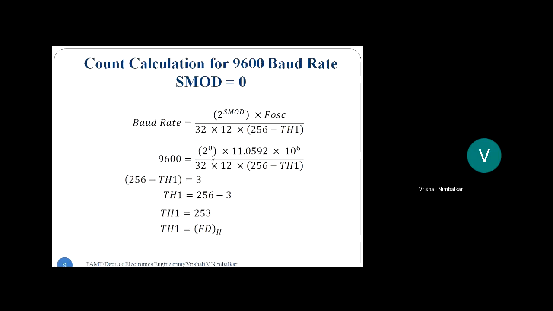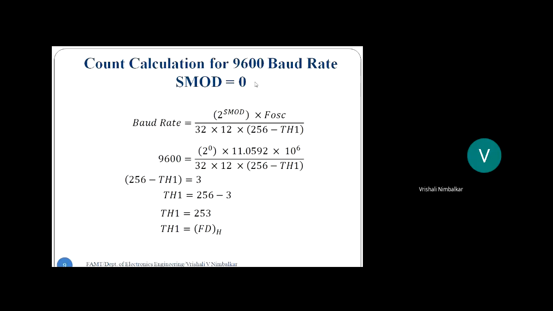Fine. Now on substituting these values and just rearranging the equation, I get 256 minus TH1 is equal to 3. So TH1 comes as 253, converting it into hexadecimal, that is FD hex. So for 9600 baud rate with 11.0592 megahertz oscillator, I need to load a count of FD hex in the TH1 register. Are you getting me? And the bit SMOD is 0.